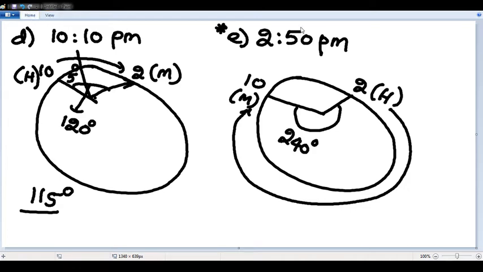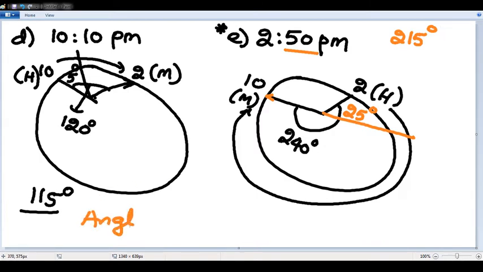When the minute hand reaches 10, the hour hand will shift for 50 minutes. 1 minute is half a degree, so 50 by 2 is 25. Out of 240, 25 is moved. So the remaining angle is 215 degrees. Remember this carefully.